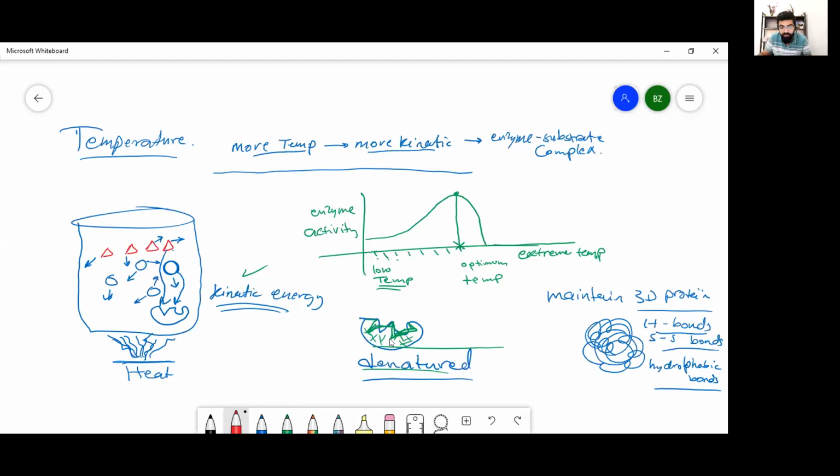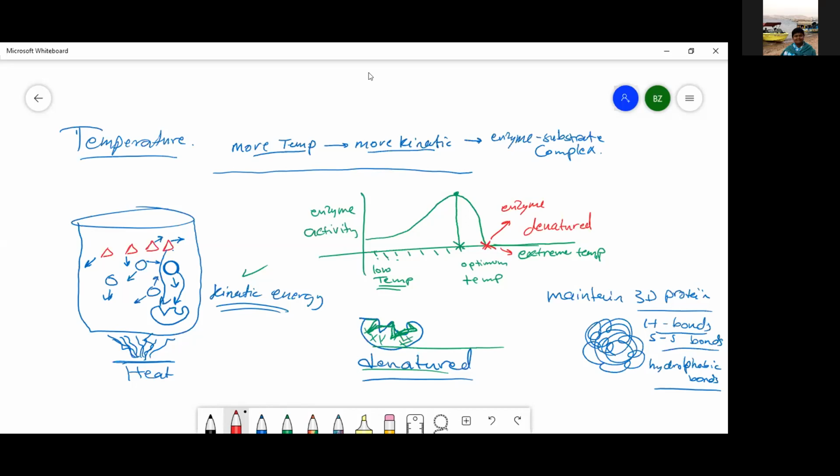After the optimum temperature, the enzymes' work slows down until it is denatured at the extreme temperature. Here we say the enzyme is denatured. Yes, questions?